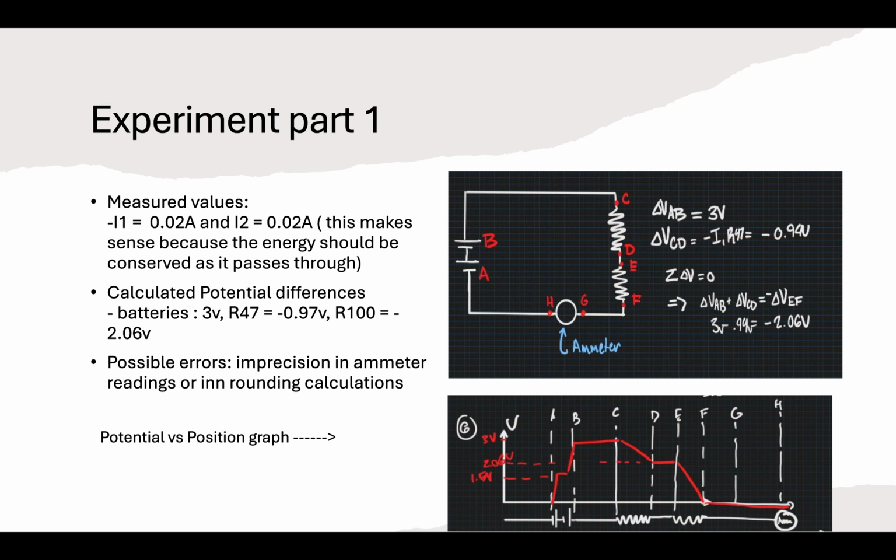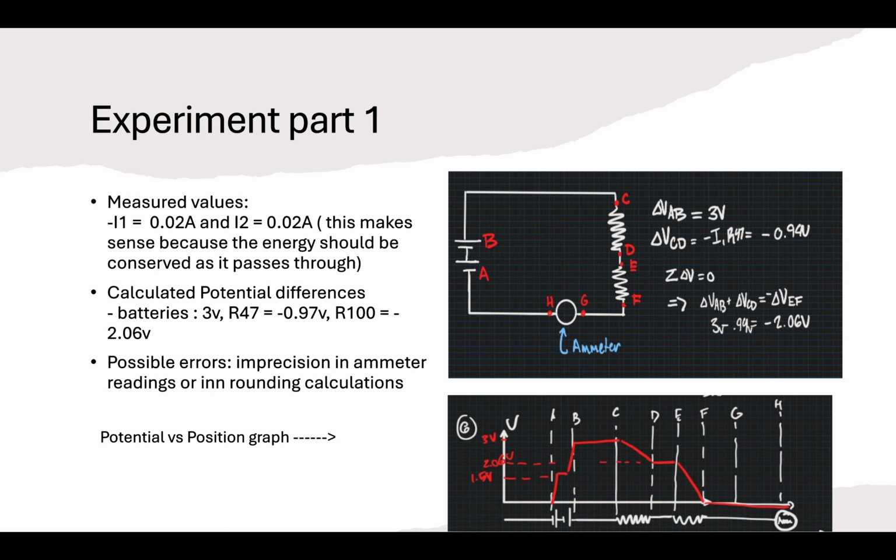So the potential difference for the batteries came to about 3 volts, and then our first resistor, the 47 ohm, got negative. The potential difference was negative 0.94 volts, and then our 100 ohm resistor is negative 2.06 volts. So some possible errors are rounding calculation errors and imprecision in the ammeter readings.